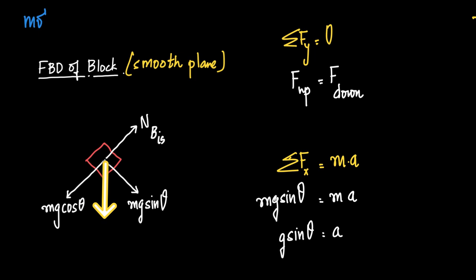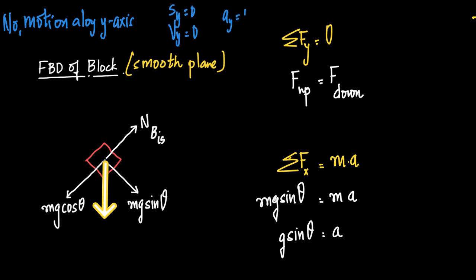Now why is sigma fy equal to 0? There is no motion along the y-axis. What does that mean? It means the object will keep following only the mg sin theta direction. It is not going upwards or downwards. It is restricted to the x-axis, not the y-axis. So the displacement along the y-axis is equal to 0, which implies that velocity along the y direction is 0. Further, acceleration along the y direction is 0, and if you multiply by m on both sides, we get m into ay is equal to 0. And what is m into ay? It is fy, equal to 0.